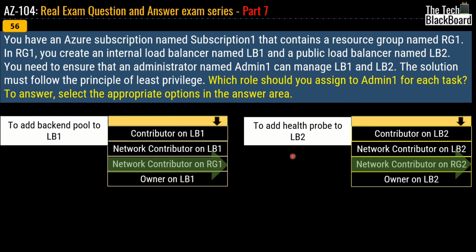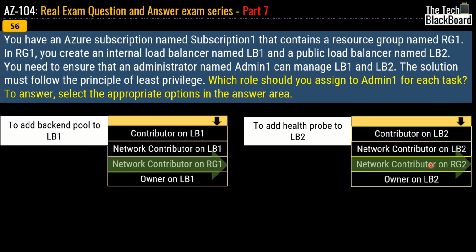Now coming to the reason behind choosing network contributor on RG2 for the task health probe. Similar to the backend pool, in the health probe also, without having access to RG1, no health probe can be added. So please understand that if only the network contributor is on the load balancer, then the user would not be able to access the IP addresses of the member pools. And that's the reason why I have chosen network contributor on the resource group level.